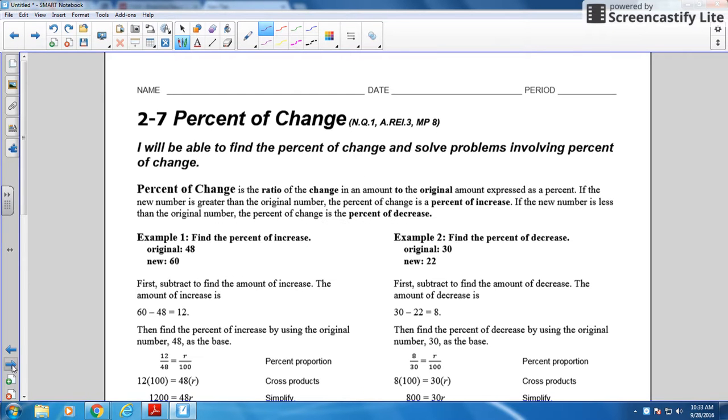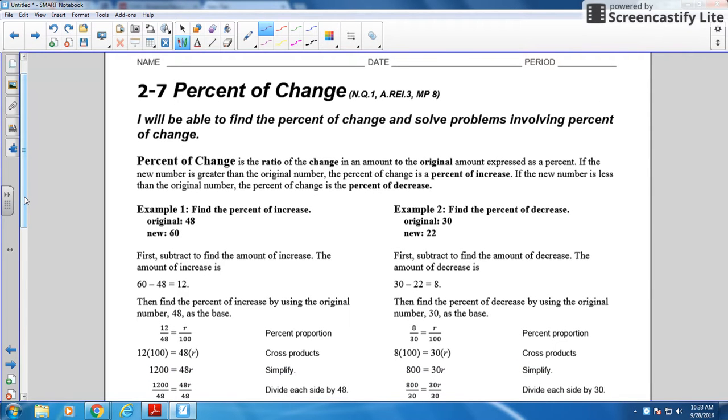Then the next lesson is about percent of change. Percent of change is really quite simple as long as you remember this ratio. In order to solve a percent of change problem, you're always going to take the change amount, or the amount of change, and compare it to the original amount. And that's important. If you want to just remember it as change over original, as long as you can do this ratio, you're absolutely going to be fine with these problems.